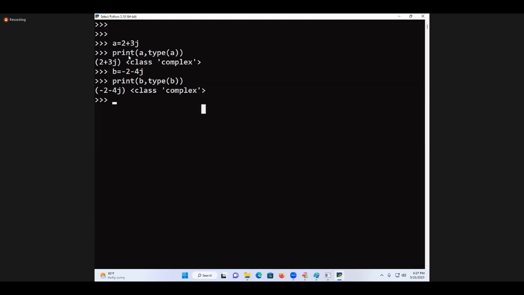Now, a and b are called what here? 2 is called the real part, and 3 is called the imaginary part. Here minus 2 is called the real part, and minus 4 is called the imaginary part.